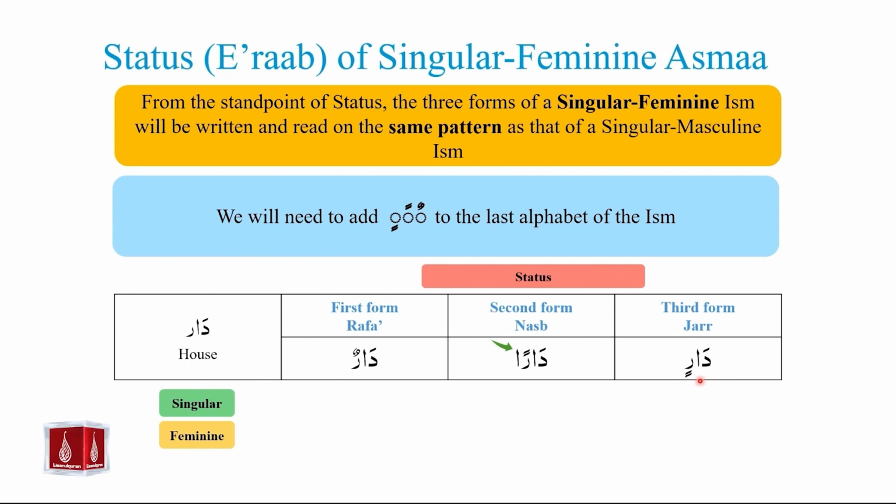We took dar and we added a double zir on the last alphabet to make darin. So, a singular masculine example was Zaidun, Zaidan, and Zaidin, and a singular feminine example is Darun, Daran, Darin. So, for singular asma, both for masculine and feminine, the three forms will be on the same pattern.